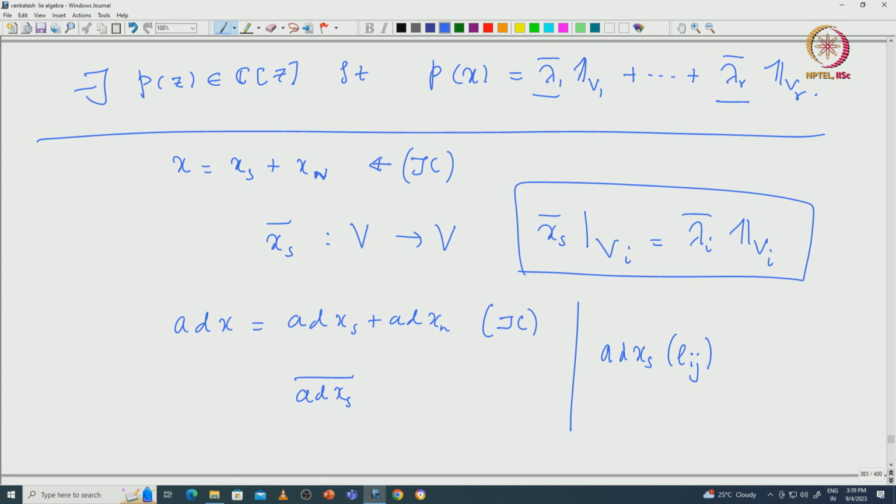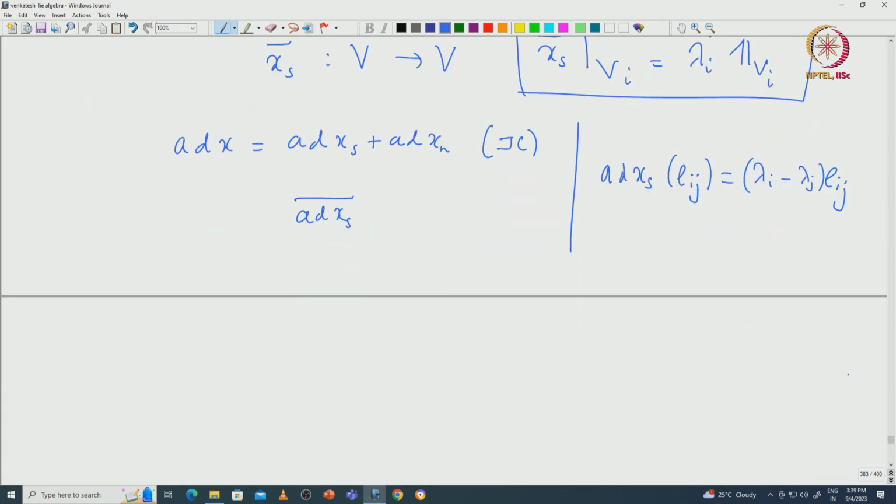If we pick v_1 etcetera v_n as a basis of capital V, with respect to that basis, if x_s is given by the diagonal matrix λ_1 identity on V_1 etcetera λ_r identity on V_r, then we saw that ad x_s of E_ij is given by (λ_i − λ_j) times E_ij. This is the calculation that we did. So in particular, if we take ad x_s bar on E_ij, this will be given by (λ_i − λ_j) bar times E_ij. This will be the definition.